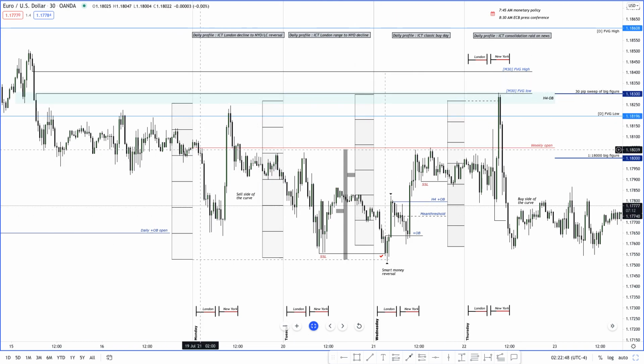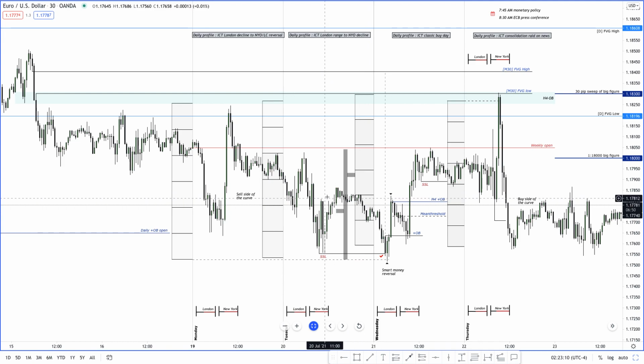So I was expecting this to then come up and have a Judas swing, and I posted a chart saying I want to sell EURUSD up here when it closes fully the FVG. This was on Tuesday. So my bias had been determined on Tuesday that I wanted it to come up so I can sell it. But I was just waiting for my entry.